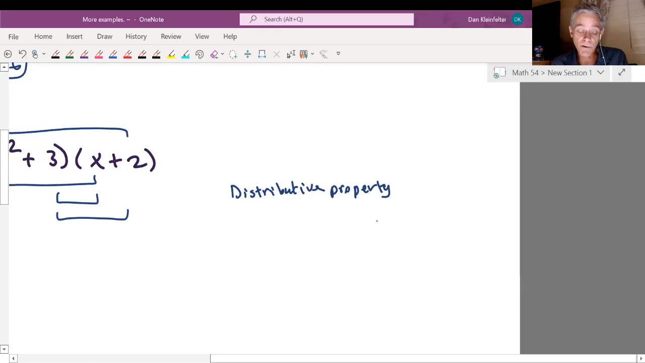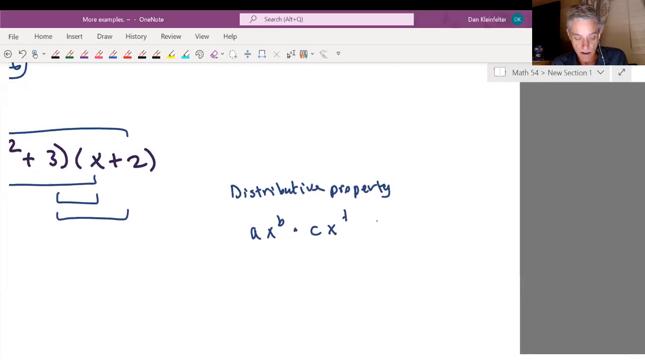The exponent rule, where we multiply exponents. If you have ax^b times cx^d, this will be ac x raised to the b plus d power. Multiply the coefficients together, add the exponents. And then the other key fact is when you're multiplying polynomials, each term in one polynomial has to end up multiplied by each term in the other polynomial.